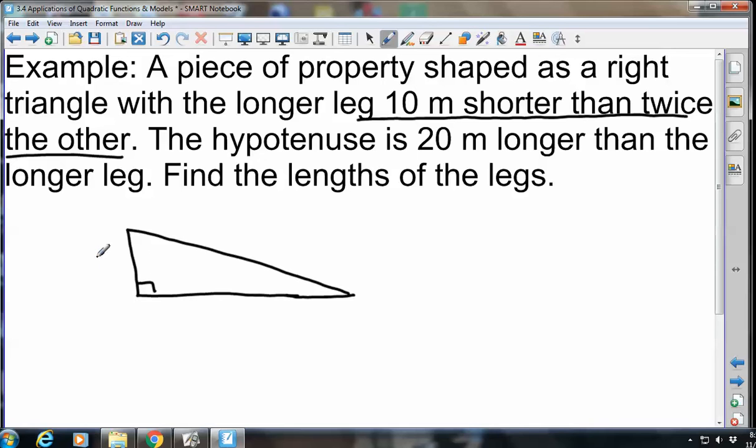So I don't know the first one. What do I want to call that? X or A or whatever. The second one is 10 shorter than. What does that mean? You're going to be subtracting 10 off the end. Twice the other one. So 2x minus 10. Alright, so we've got these sides labeled in our picture.